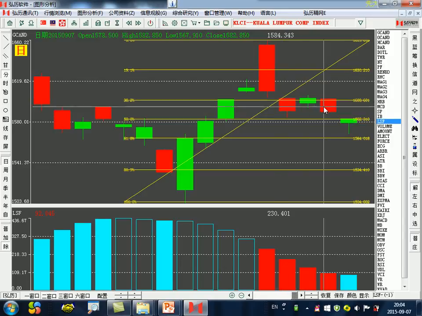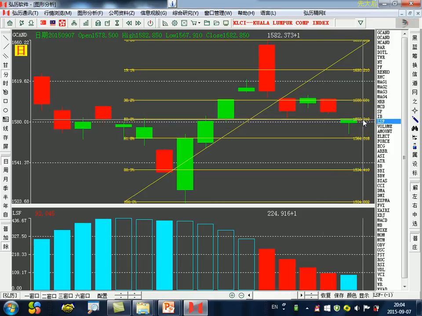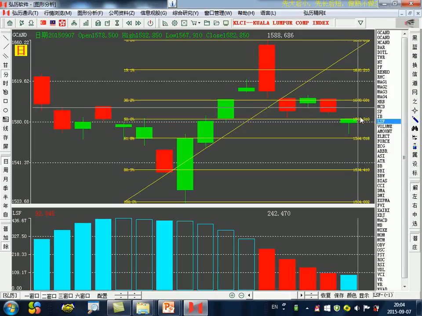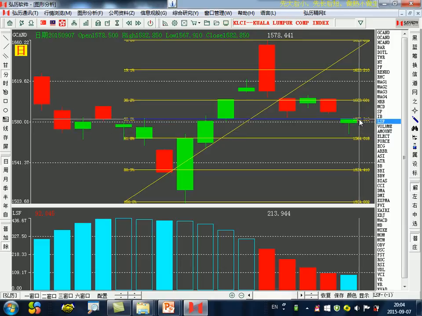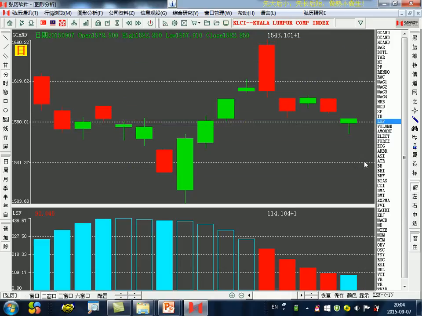So after 3 days going down, another 3 days if it cannot recover, that means it will go down further. Another 3 days later, if it cannot recover, that means it will go down further.